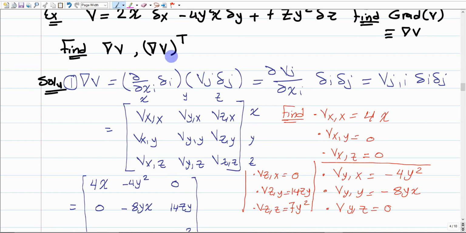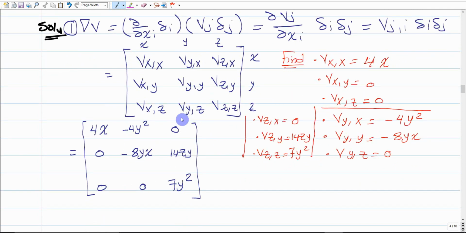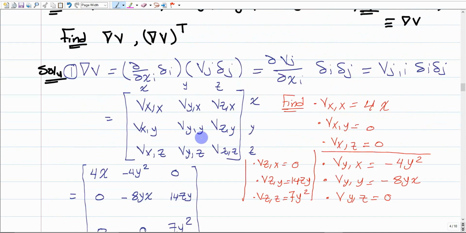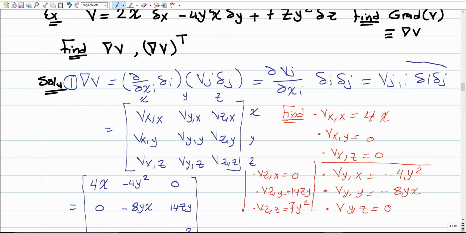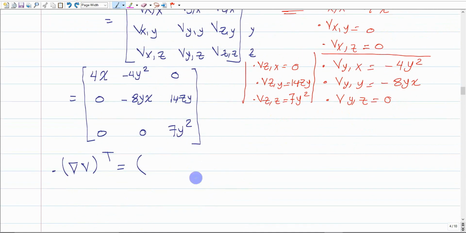How about the transpose of this gradient? Because the gradient of v gives a tensor, and the transpose of a tensor is just converting the columns to rows, switching the positions of the columns and the rows. So simply, nabla v transpose: we already got nabla v in this form. This is the compact form. Make sense? So this compact form of nabla v is vj comma i delta i delta j.